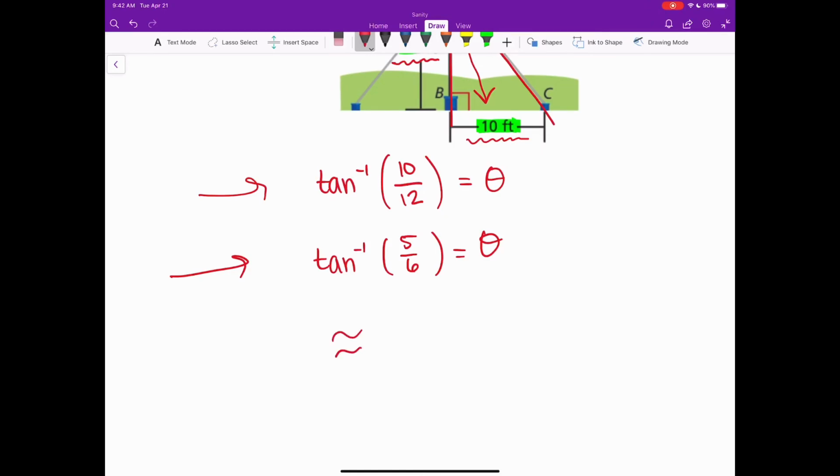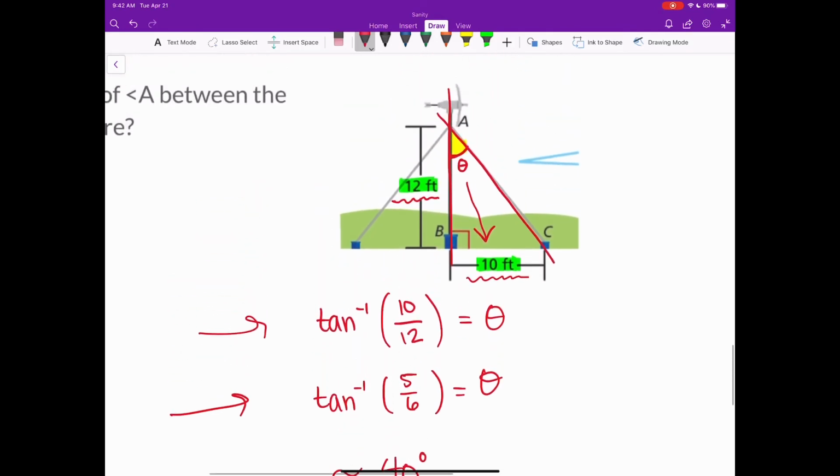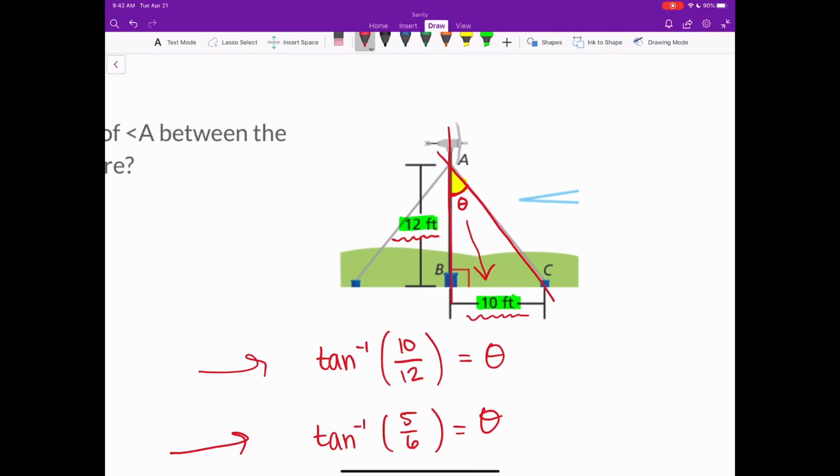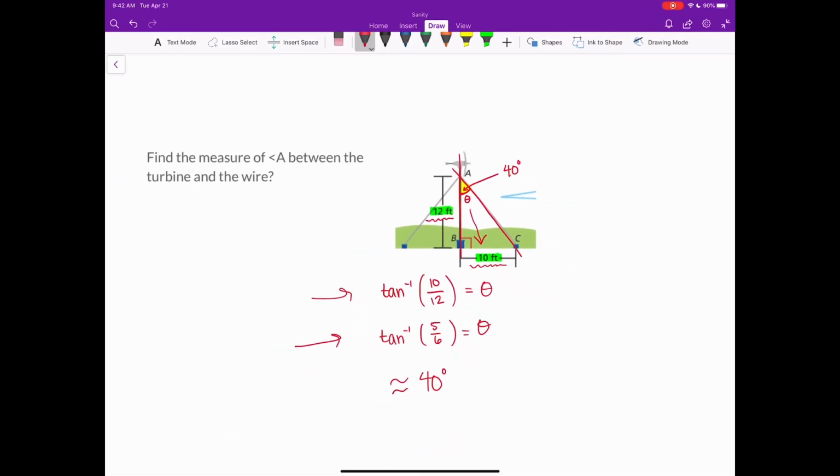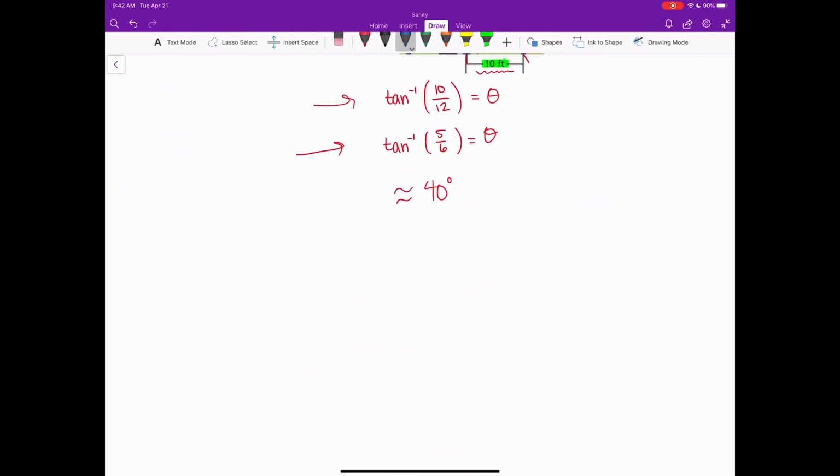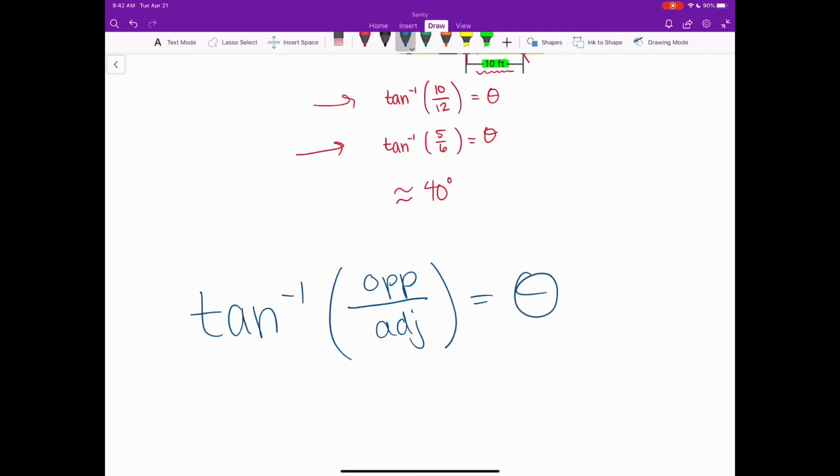Tangent inverse of 5/6 is roughly 39.8, so I'm going to just call that 40 degrees, okay? So this angle right here, the angle between the turbine and the wire, is about 40 degrees. Okay, I'm going to write down tangent inverse. Takes our opposite over adjacent ratio, and it gives you your reference angle theta. All right, that's what we're doing.